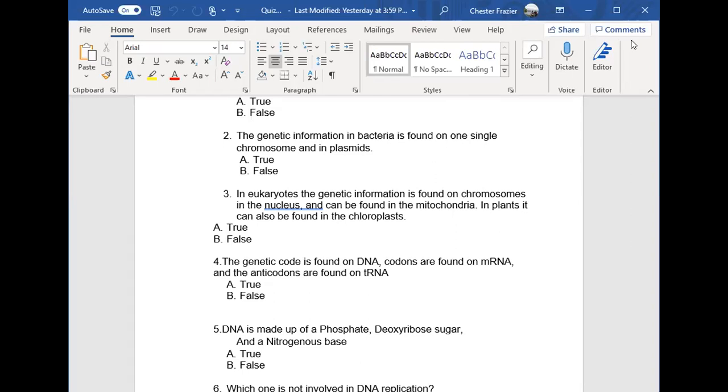Codons are found on the message RNA, and the anticodon is found on the transfer RNA. Is that true? True. Okay.